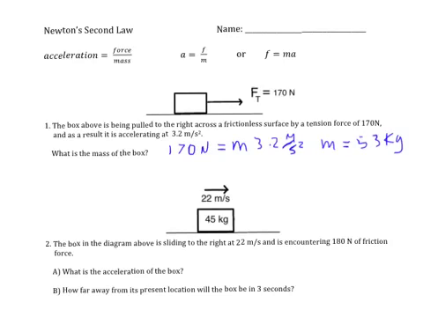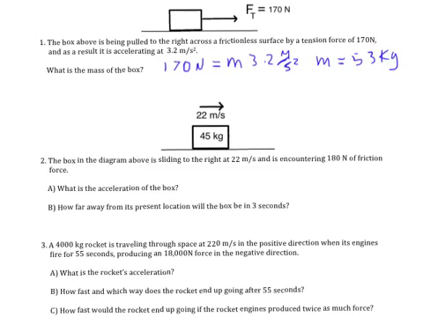Now the next one, I have a box sliding to the right at 22 meters per second, but it is encountering 180 newtons of friction, and friction is always in the opposite direction of motion. So that's 180 newtons in the negative direction. What is the acceleration of the box?